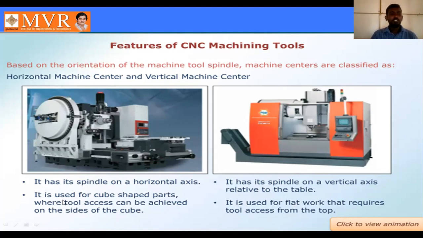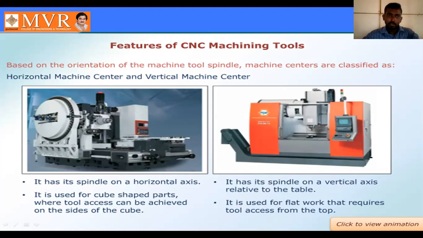Next, the horizontal machine is used for cube shaped parts, where the tool axis can be achieved on the side of the cube. That is an important point. The vertical machine is used for flat work that requires the tool axis from the top. That is the major difference between horizontal and vertical machines. These are two points, and it is one of the features of CNC machine tools.